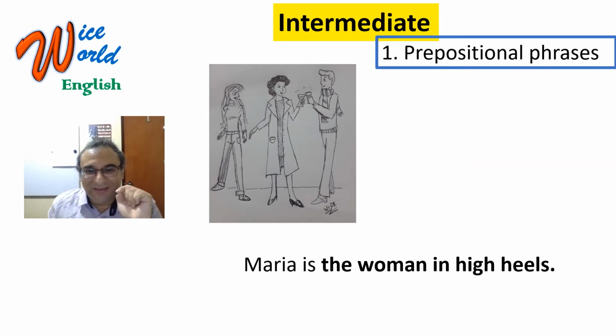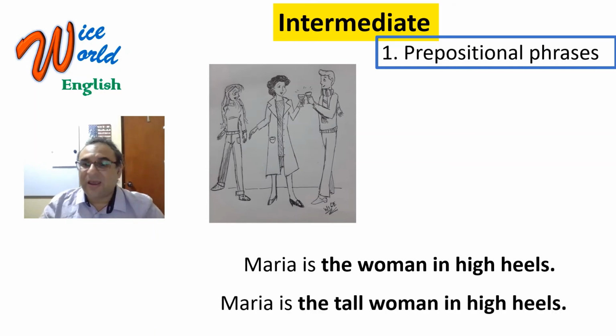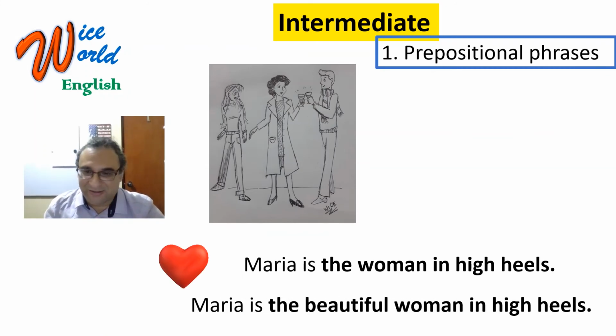So how would you say that? Maria is a tall woman in high heels, right? And you identify Maria. Ah, yeah, that's Maria. Yeah, the tall one, right? Because the other one is short, etc. Okay. Well, you can use different adjectives. Maria is the beautiful woman in high heels. Different sentences, different adjectives that you can use to be more specific.